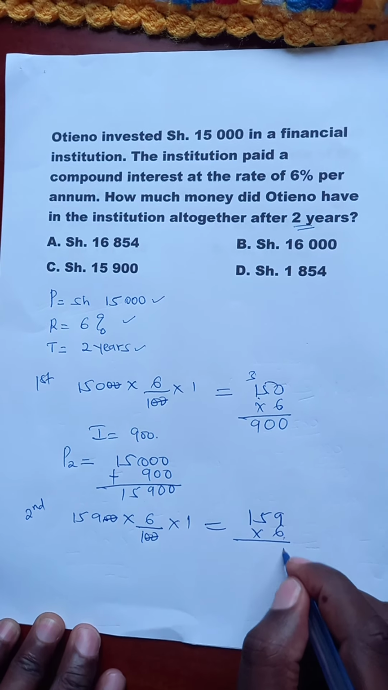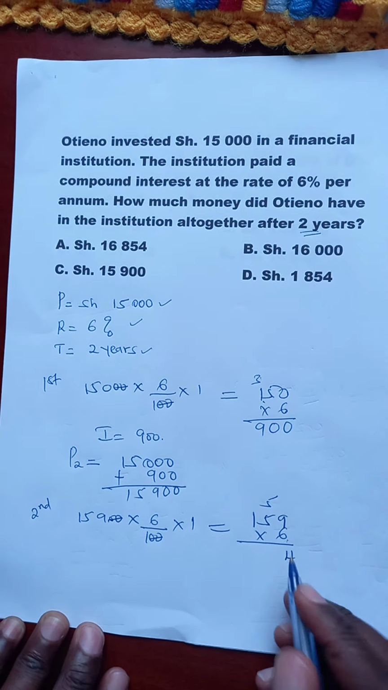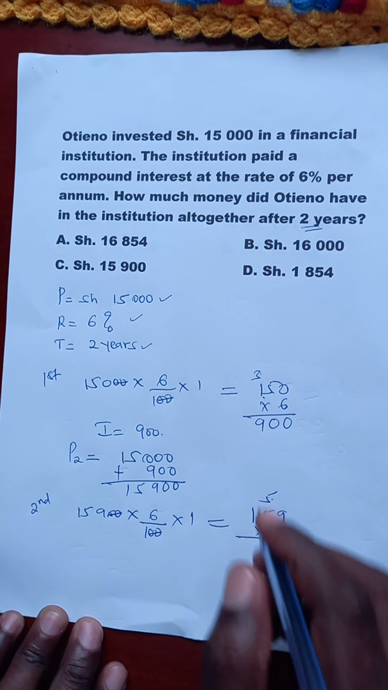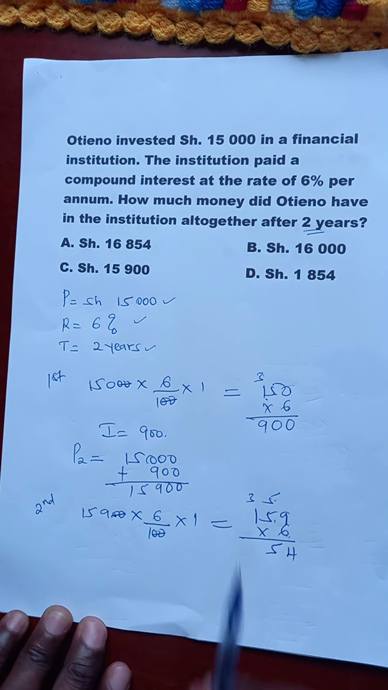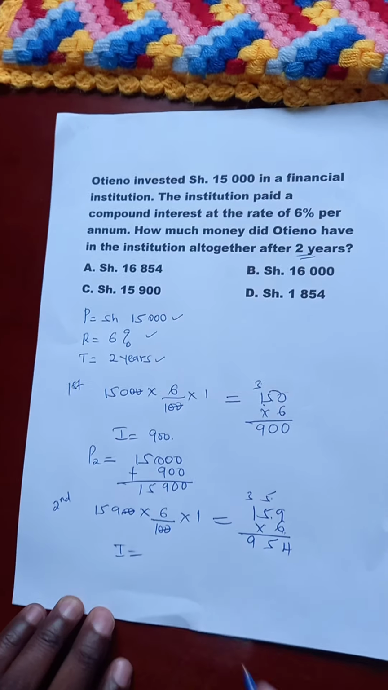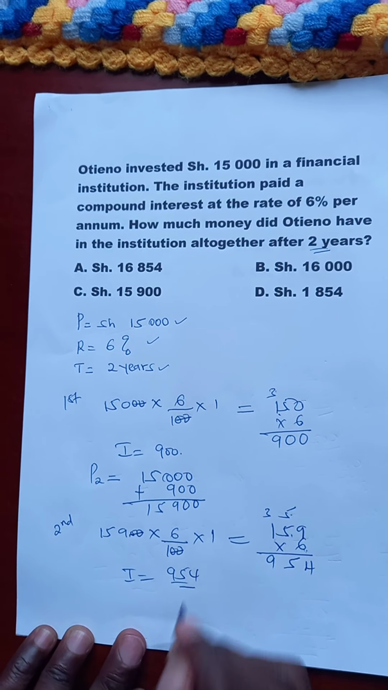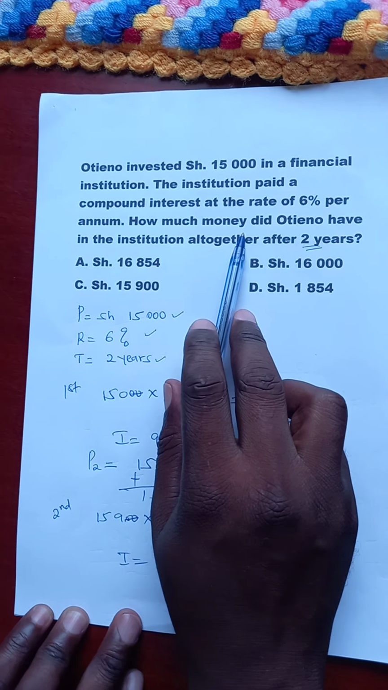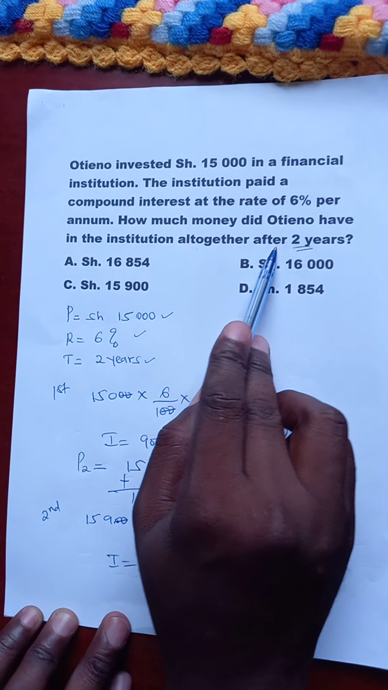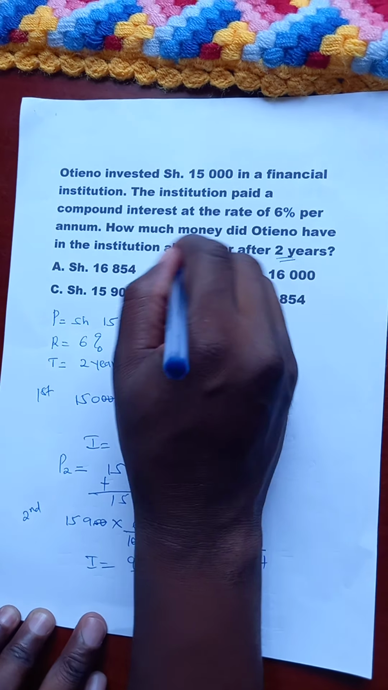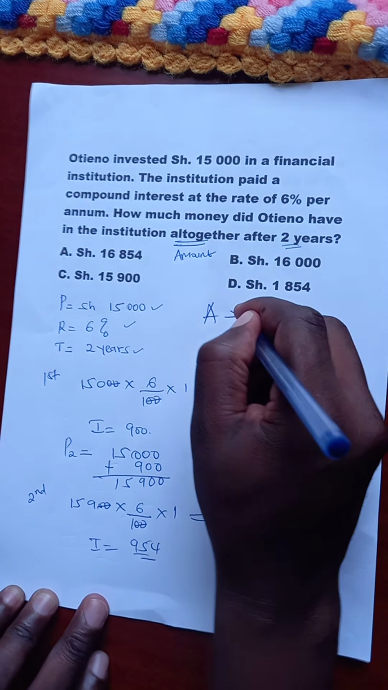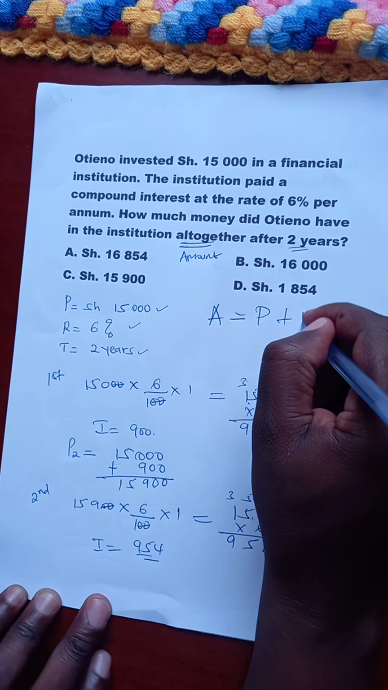6 times 9, 54. You write 4, carry 5. 6 times 5, 30. Plus 5, 35. You write 5, carry 3. 6 times 1, 6. Plus 3, 9. Second interest is 954. What is the question asking? How much did Otieno have in the institution altogether after 2 years? The word altogether here represents the amount, which we say that amount is equals principal plus total interest.